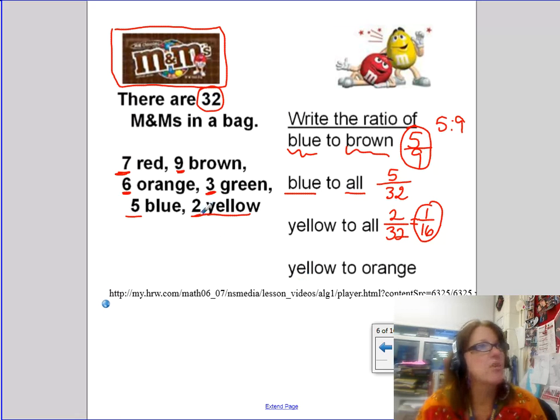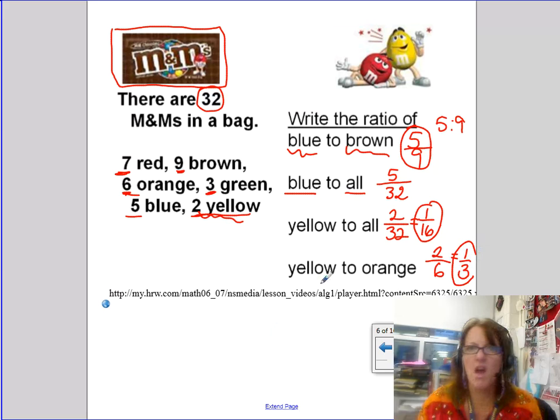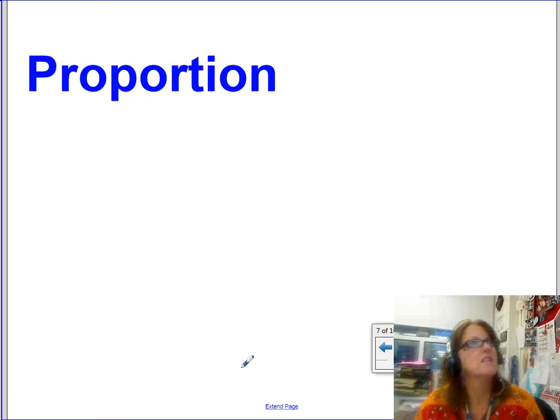And yellow to orange. Here's yellow, 2. That's my numerator. Orange is 6. Oh, whoa, whoa, whoa. Don't leave that like that. 2 to 6 in simplest form is 1 to 3. Piece of cake. All right, let's keep going.